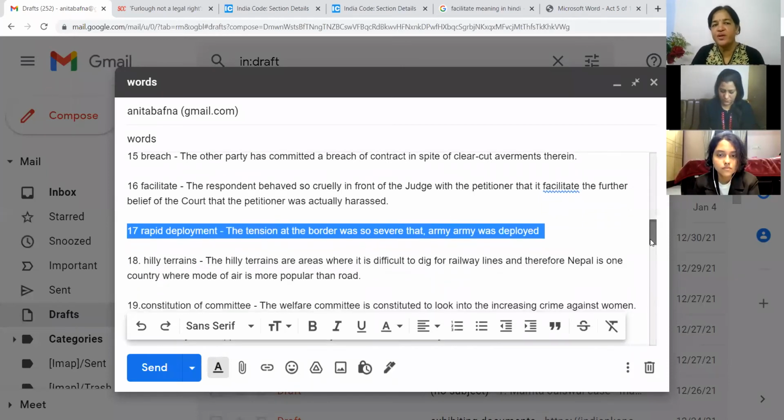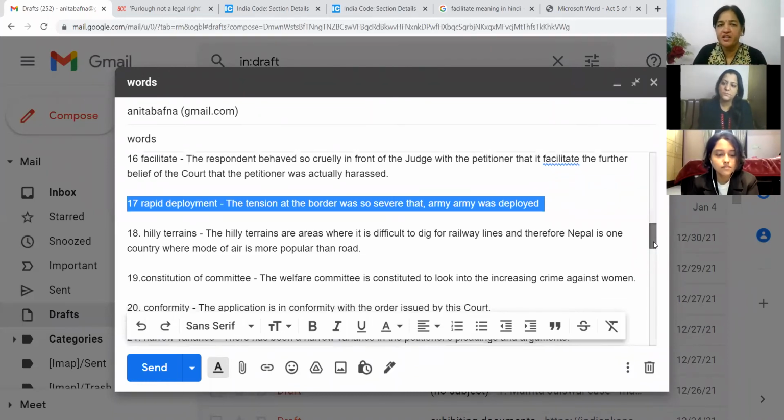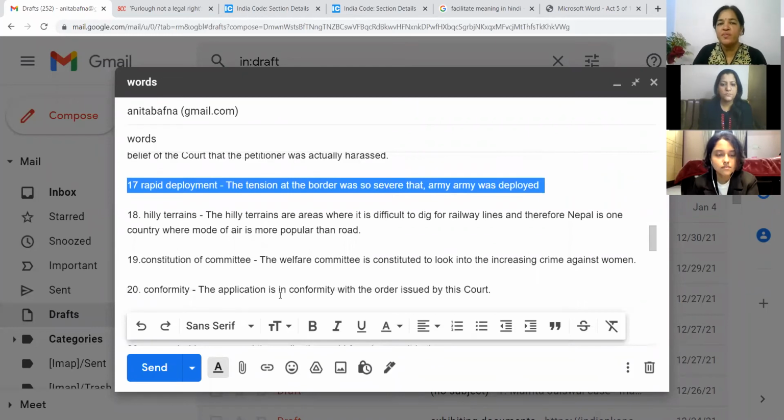I was doing a judgment, so I have taken out few words. Hilly terrains. The hilly terrains, मतलब पहाड़ी इलाका, are areas where it is difficult to dig for railway lines. Therefore, Nepal is one country where mode of air is more popular than road. Hilly terrains होते हैं तो बहुत difficult होता है railway lines dig करना. इसलिए नेपाल में the mode of the air is more popular than road, पहाड़ी इलाका से.